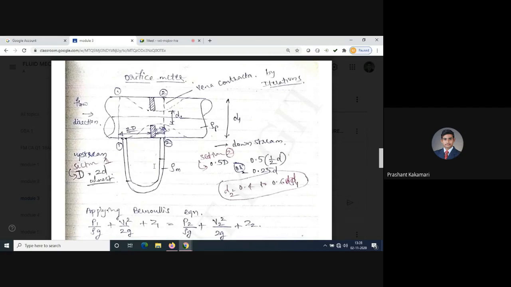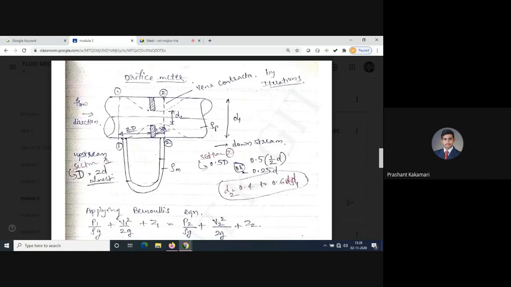So you can note on this sketch. Derivation, I hope you can take it as homework. I'll just recall the steps of Venturimeter, and I'll explain the difference between the Venturimeter and orifice here in the derivation. So only those differences you can note on in the orifice. Rest all steps are same.